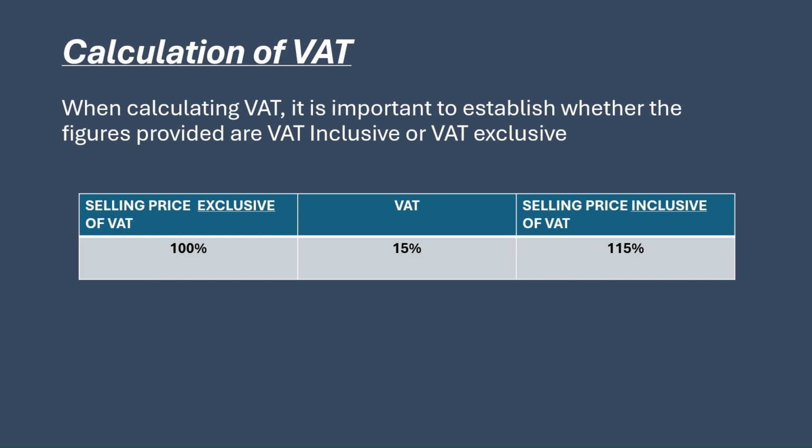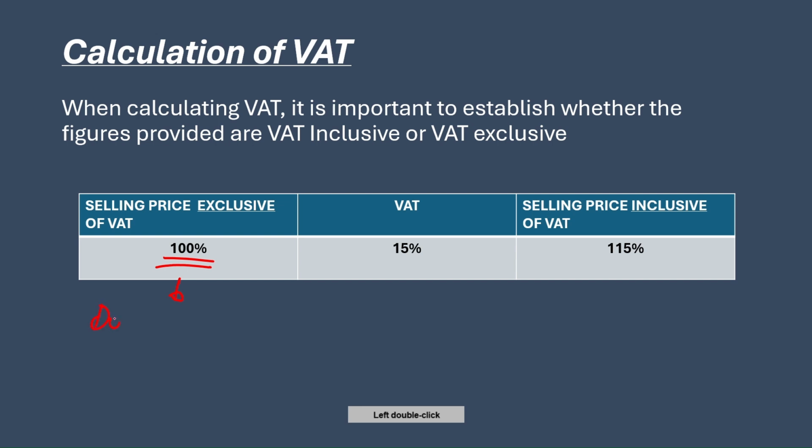Okay. Then now, let's get to the calculations that most people like to do under tax, right? The theory is just to know tax and the theory behind it and the definitions, but now the calculations on VAT, right? When calculating VAT, it is important to establish whether the figures provided are VAT inclusive or VAT exclusive, right? So here's something that you need to know. If the selling price exclusive of VAT is 100%, right? If it's exclusive, it doesn't have VAT in it.